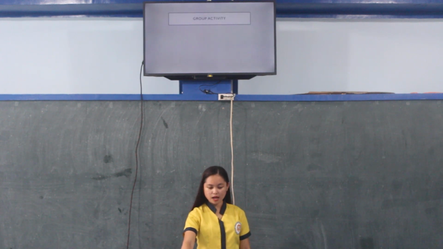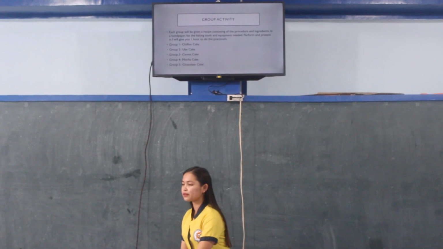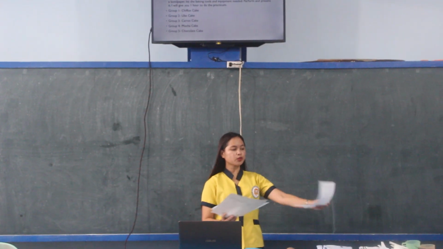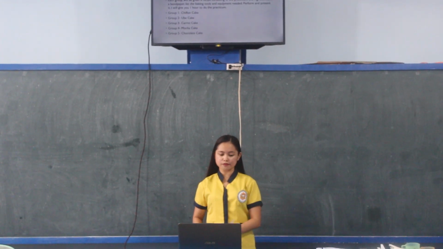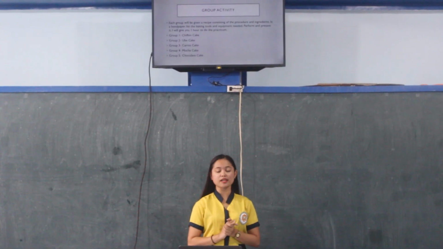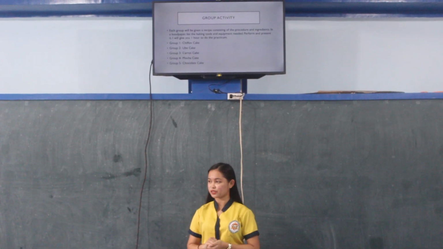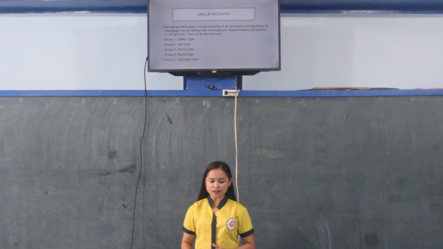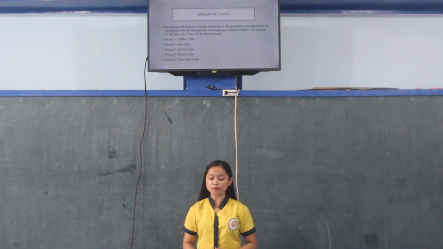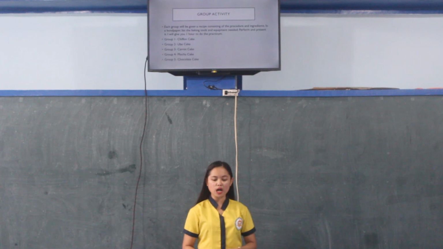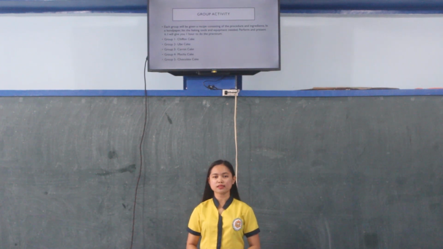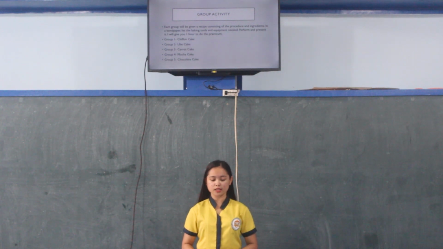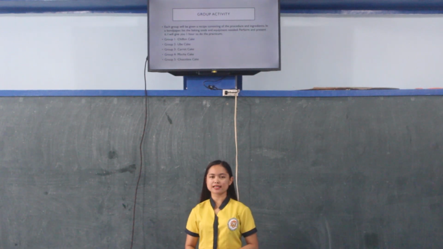Each group will be given a recipe. So you have your recipe. This is for group 1, group 2, group 3, 4, and 5. Each group will be given a recipe consisting of the procedure and the ingredients. What we're going to do is list the baking tools and equipment used for the specific procedure that you're going to need in your practical. Perform and present it, and I will give you 1 hour to do the practical. Group 1, you're going to make a chiffon cake. Group 2, ube cake. Group 3 is the carrot cake. Group 4, mocha cake. And group 5 for chocolate cake.